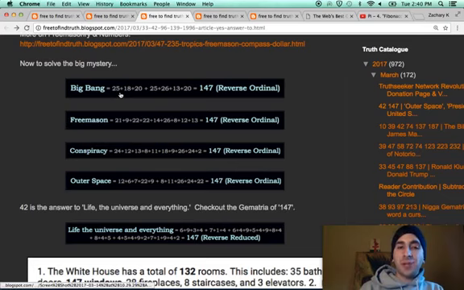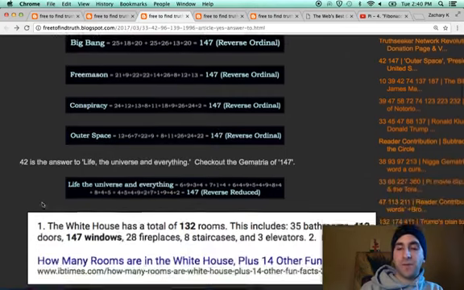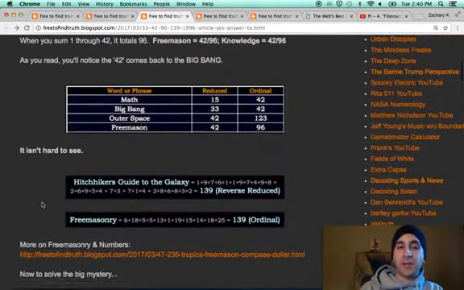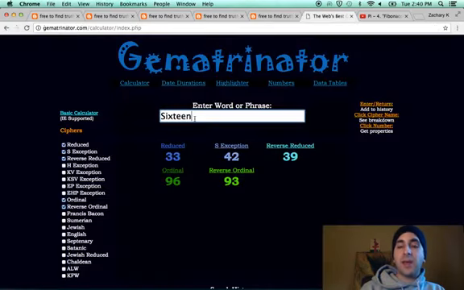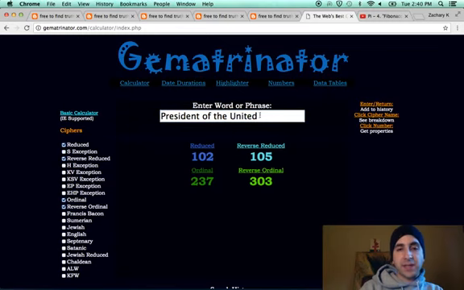Big Bang has gematria of 147. Freemason, gematria of 147. Conspiracy, gematria of 147. Outer space, gematria of 147. Again, outer space and Freemason also have the 42 connection. They say at the White House there's 147 windows, and from the beginning, it's been nothing but Freemasonry in Washington, D.C. Look at the title, President of the United States. I'm just going to get rid of this S exception. President of the United States has gematria of 147.